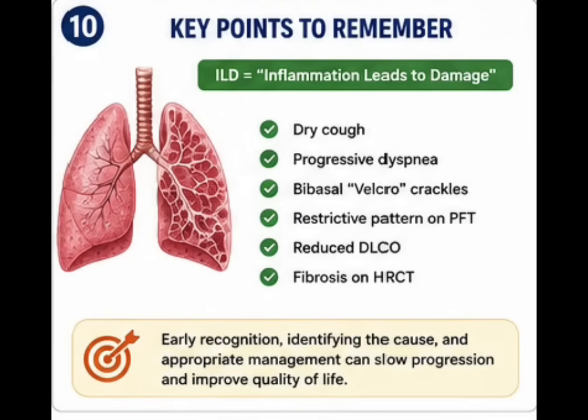Now, to summarize the whole topic, interstitial lung disease. Basically, you should know the symptoms are dry cough, progressive dyspnea. On examination there are bibasal crackles. On investigation, there is a restrictive pattern on pulmonary function test. There is reduced DLCO and fibrosis on HRCT. Early recognition, identifying the cause, and appropriate management can slow the progression and improve the quality of life.